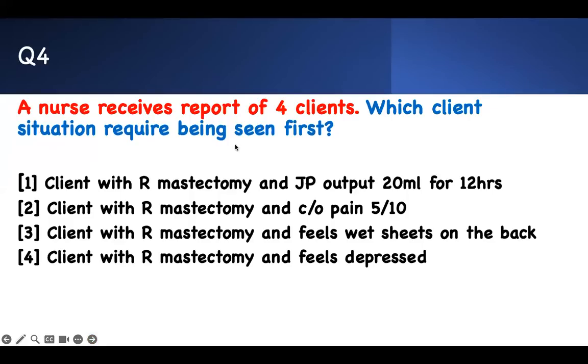Number 4. A nurse received report on 4 clients. Which client situation requires being seen first? Who needs to be seen first? Clients with mastectomy, all of them. They have the same thing. Divide it. Look at the situation and see what is happening. Be sharp moment. Right mastectomy and your JP put out 20 cc in 12 hours. That's little.